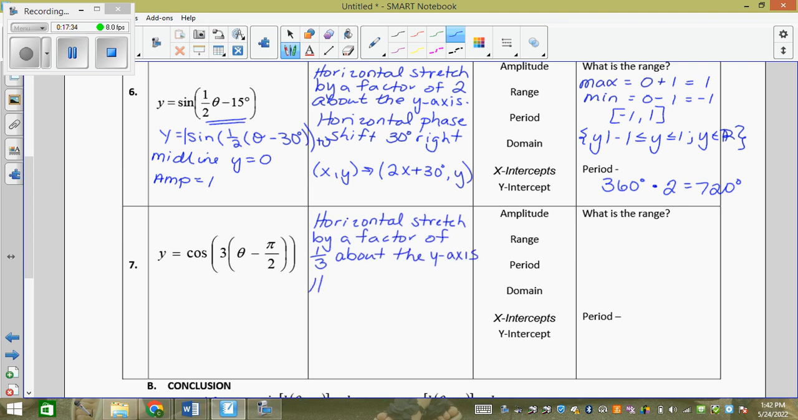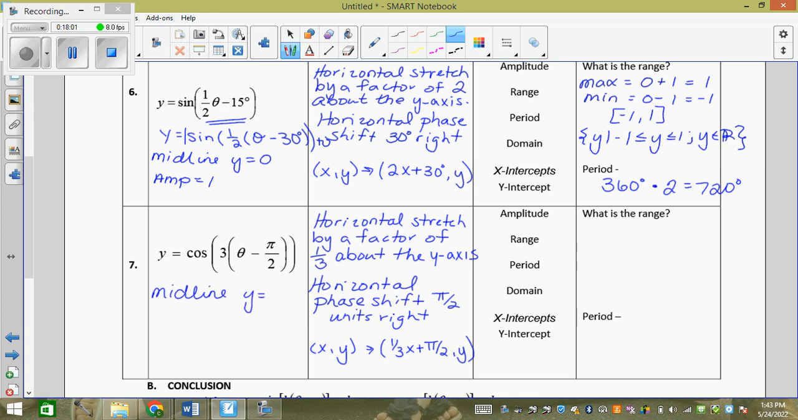And a horizontal phase shift π/2 units right. My mapping is (x, y) becomes (1/3 x + π/2, y). My midline is y = 0, because that's what's at the back. My amplitude is 1, because I have no vertical stretch. And my range is going to be the same as this.